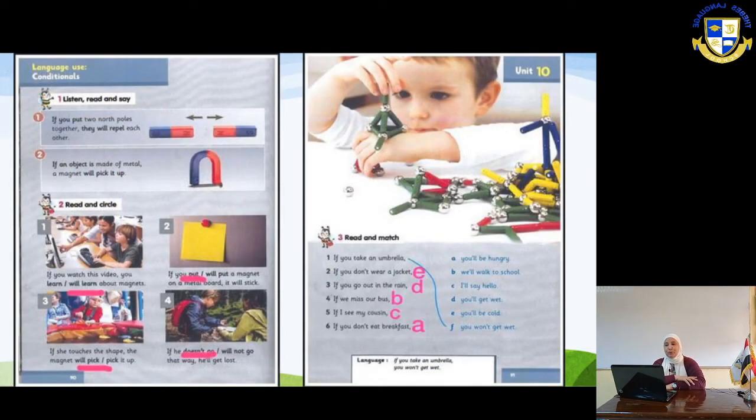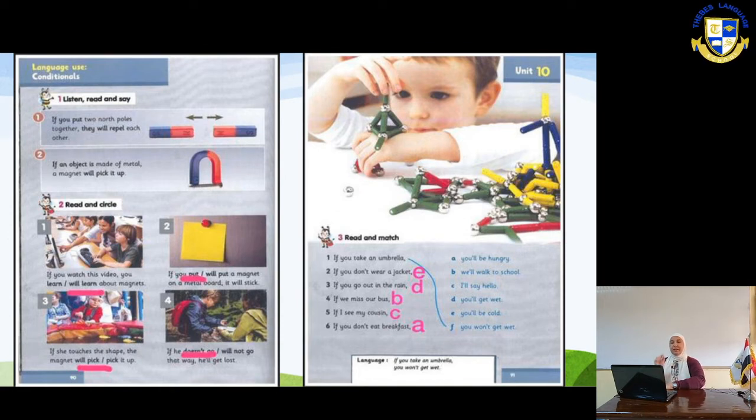If you put two north poles together, they will repel each other. This is a scientific rule, and we did it together and showed it in the last lesson. But here we take it from a grammar point of view.